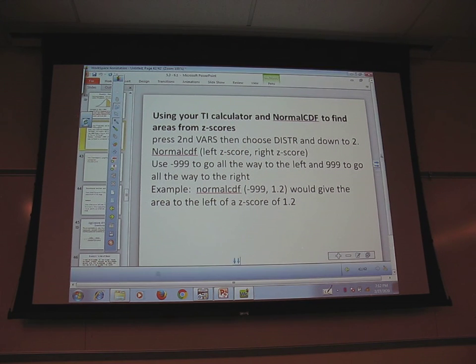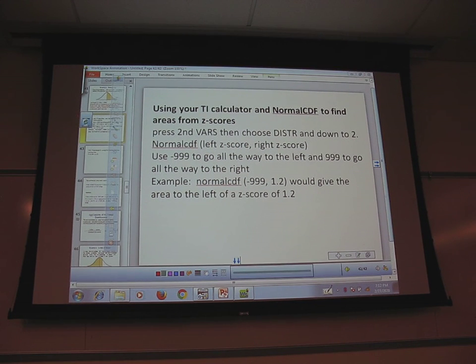Using your TI calculator and normal CDF to find areas from z-scores, press second, bars, and then choose DISTR and down to 2, normal CDF, left z-score, right z-score. Use negative 999 to go all the way to the left and 999 to go all the way to the right. Example is normal CDF, negative 999 to 1.2 would be the area to the left of a z-score of 1.2. Right? Because that number way over there would be negative 999.